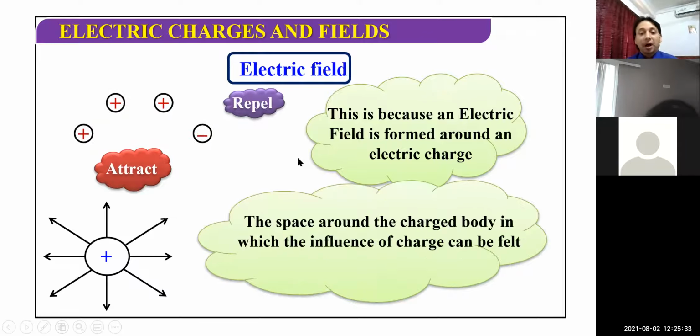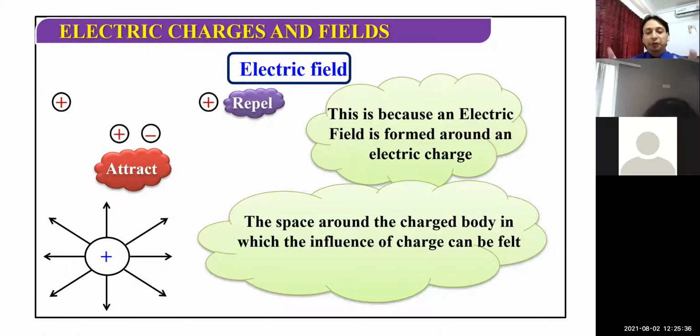Let's see. The space around the charged body in which the influence of the charge can be felt.